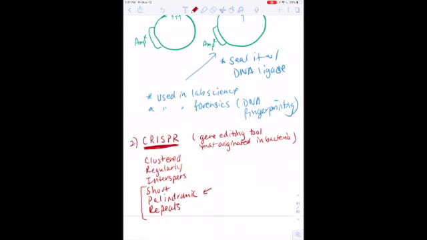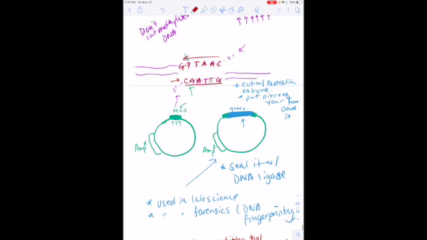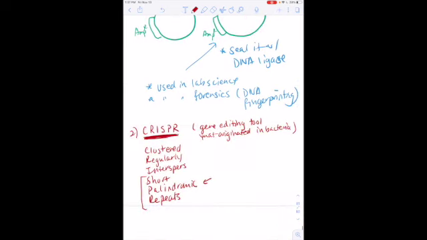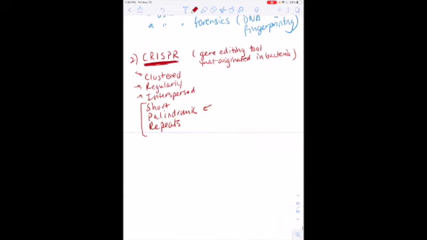Okay, so this part I get. Short palindromic repeats. Little sequences that are maybe similar to this that are repeated over and over and over again. That's fine. But they're clustered and regularly interspersed. Oops, I didn't put an ED on there. There we go. I think it was like 1987 that a group of scientists, I want to say in Japan, noticed these palindromes that were repeated in Streptococcus pyogenes, which is actually the microbe that causes strep throat.